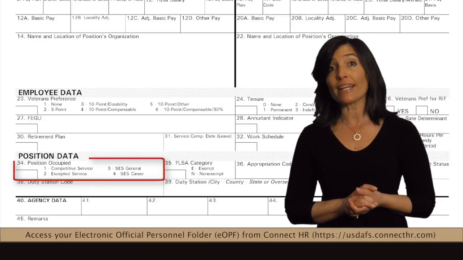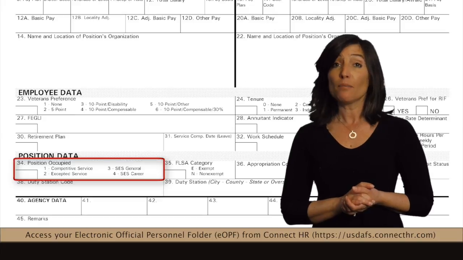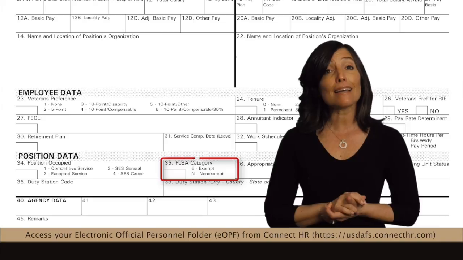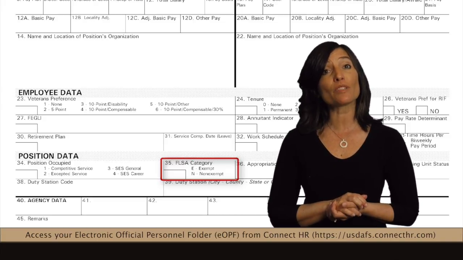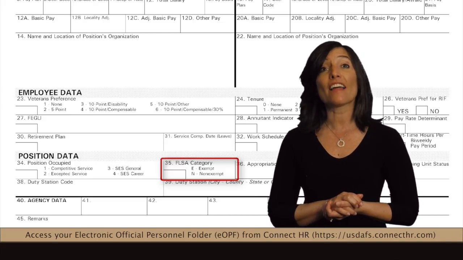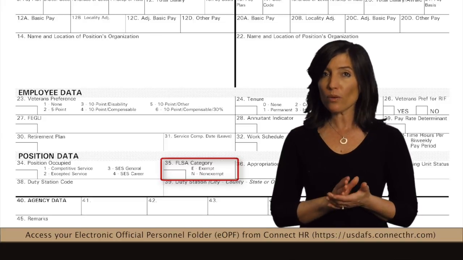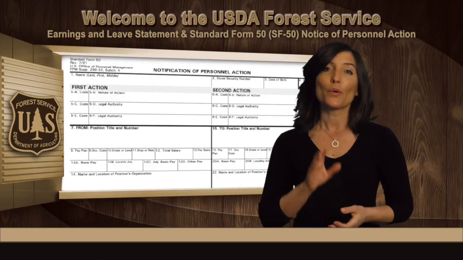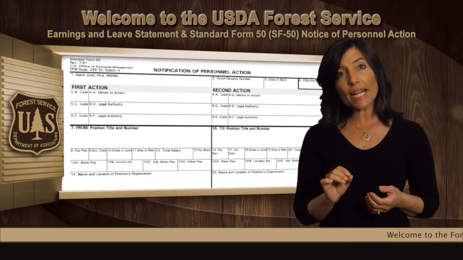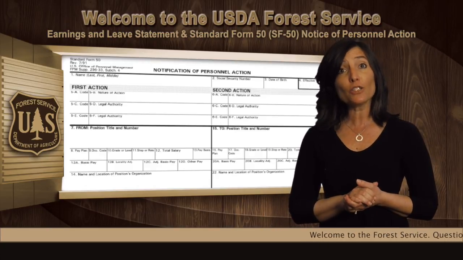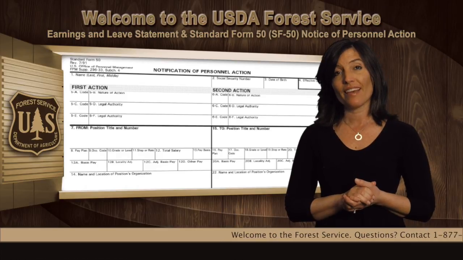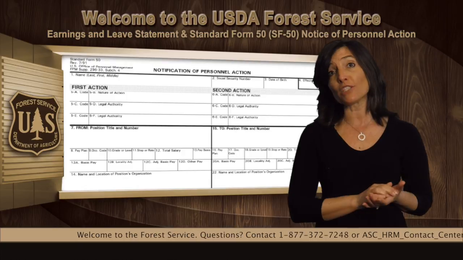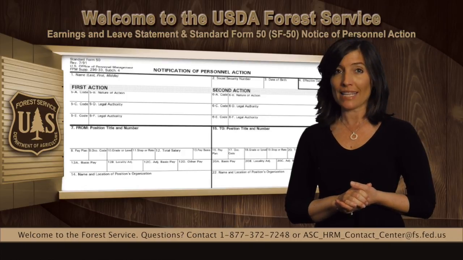Item 34 identifies the position occupied. Most employees are a Code 1. Validate item 35, the Fair Labor Standard Act, or FLSA category. This is important to determine how your pay will be calculated for overtime. Remember to make sure these items match your confirmation letter and your earnings and leave statement. If you have further questions or find discrepancies, please call the HRM Contact Center at 1-877-372-7248.